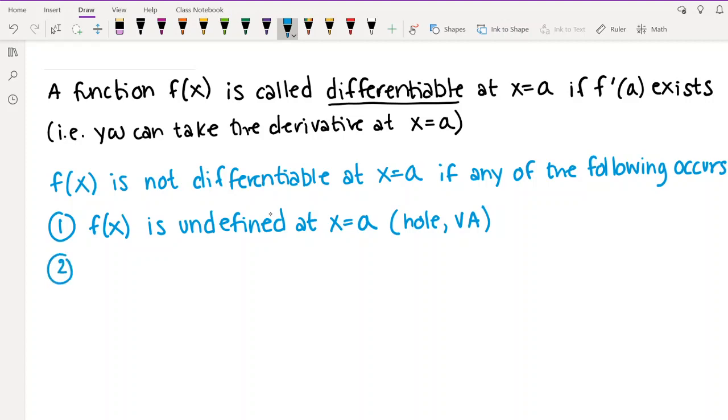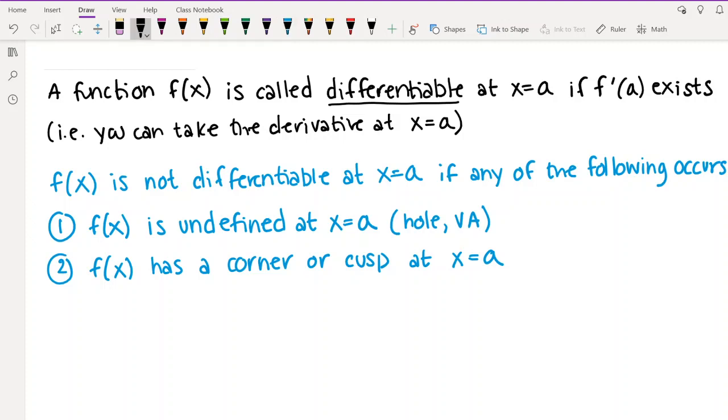Second case is if f of x has a corner, or, and I'm going to put a word that maybe you haven't seen before, cusp, and I'll explain what I mean by that in a second, at x is equal to a. So a corner would be something like what you see in an absolute value graph. If you have f of x is equal to absolute value of x, that function would not be differentiable.